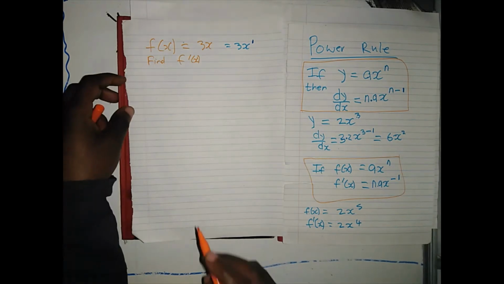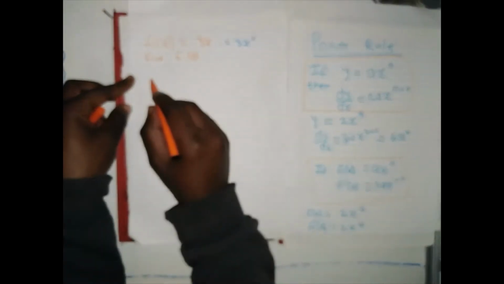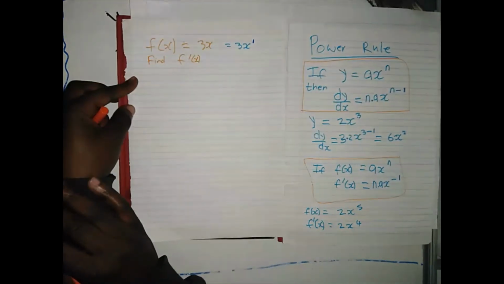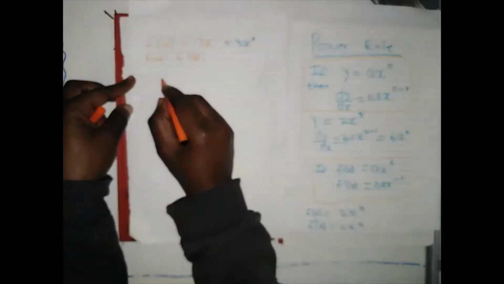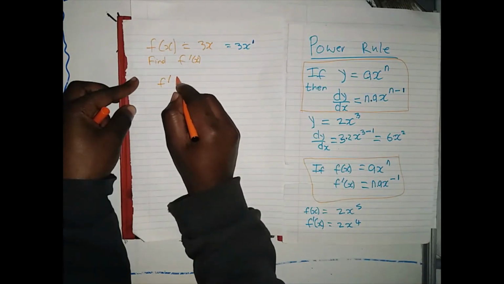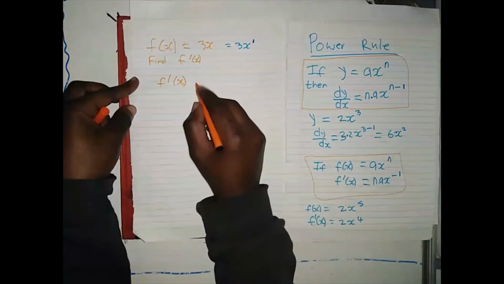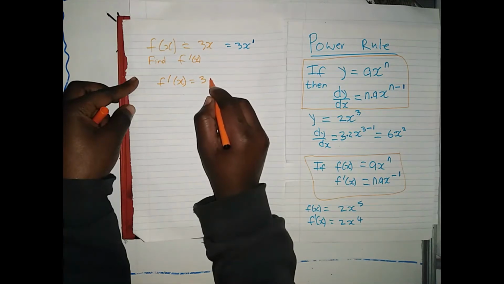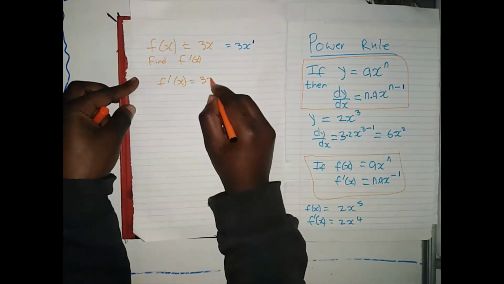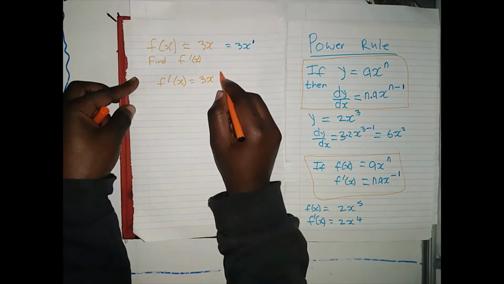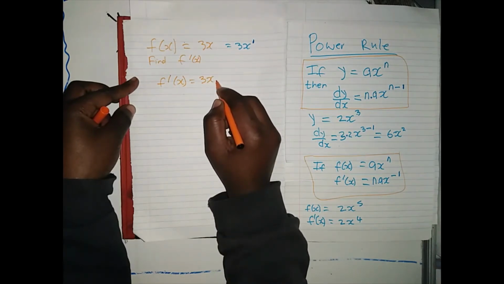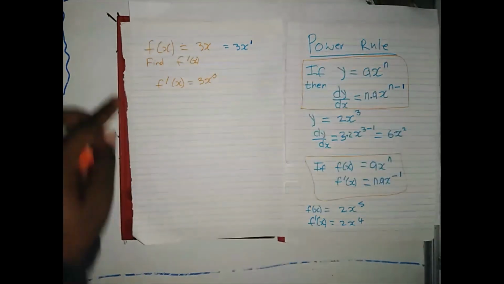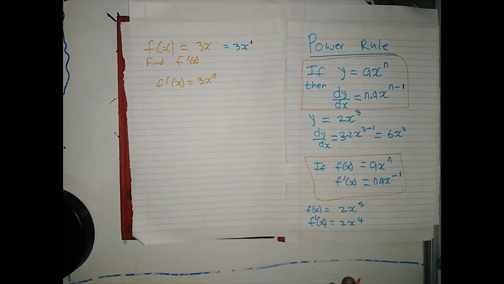So how do I use it? Because I have f(x) equal to 3x to the power 1, I take this 1 to this side. So my f prime of x is 1 times 3, which is 3, and then x to the power 1 minus 1. What is 1 minus 1? It is 0. So you've got 3x to the power 0.